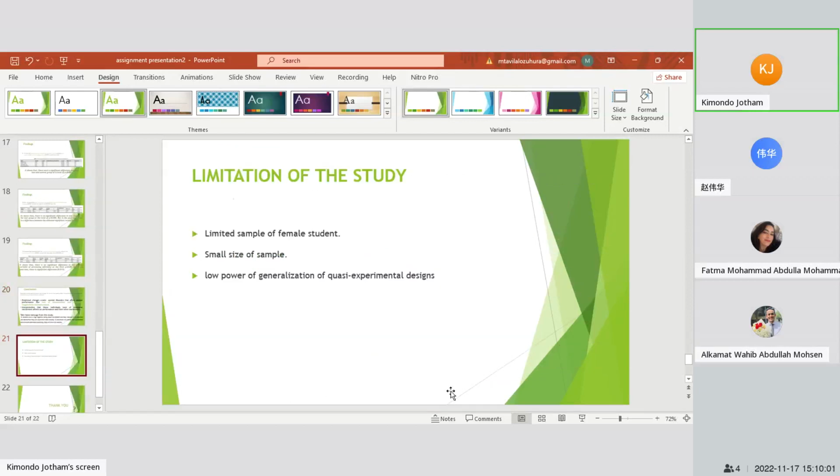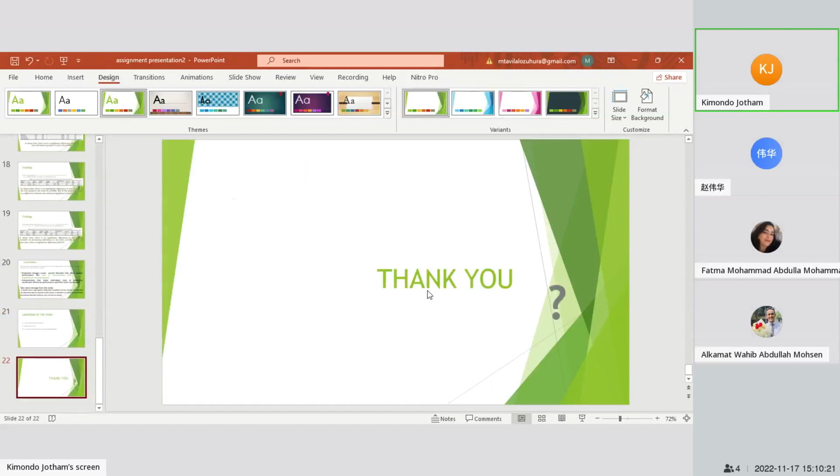So this was the limitation of the study. They selected a limited sample, which is 42 students, so a small sample size and low power of generalization of the experimental design. So thank you. If you have any questions, you can ask.